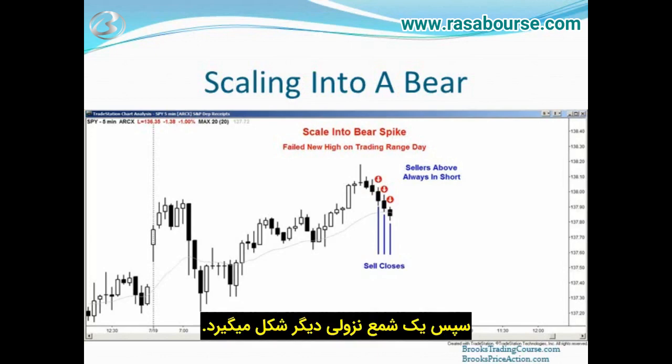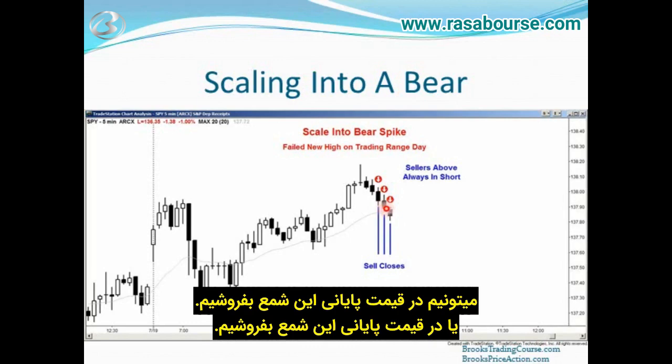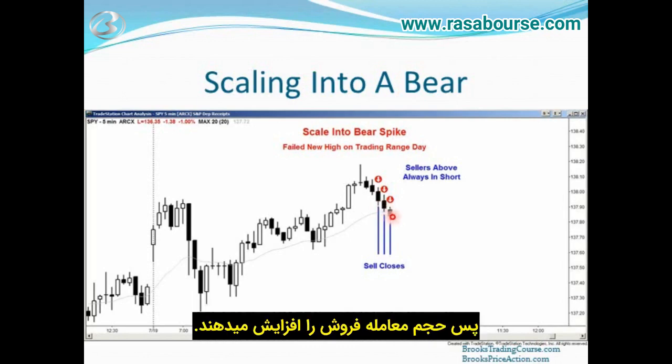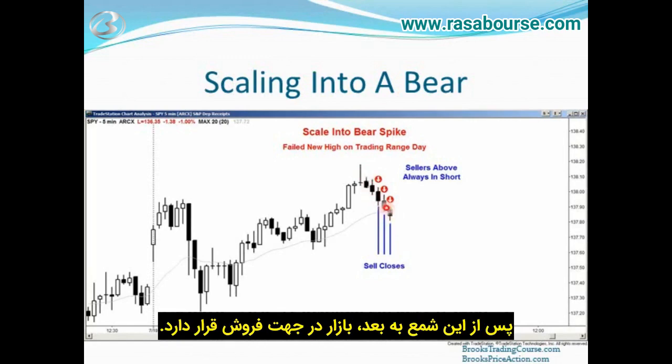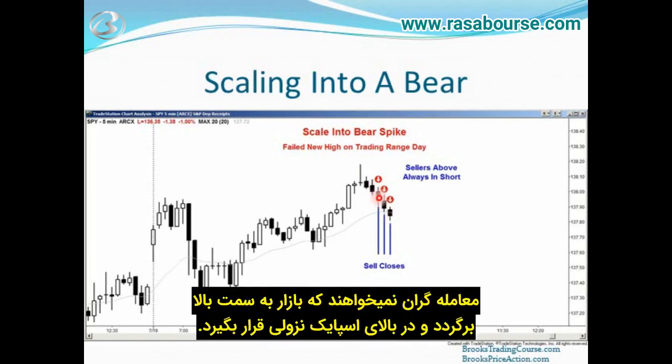And then we have another bear bar closing. They could sell the close of this bar. They could sell the close of this bar. So they're adding to their shorts. Their stop at this point is probably above the top of this bear spike. We've had 5 consecutive bear bars, so that's a good enough bear spike. The market's always in short, probably since maybe this bar. Traders would not want the market to come back above the top of their spike.